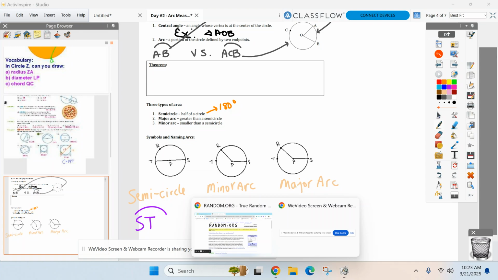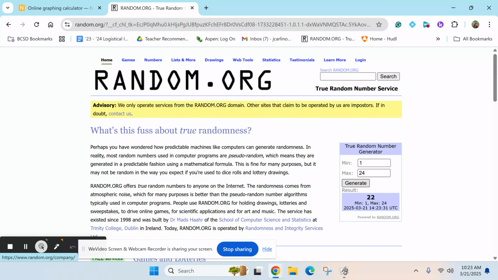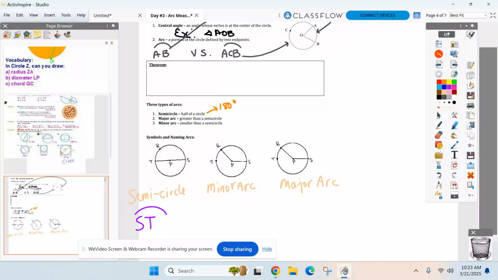How about a minor arc in the second diagram? A minor arc. We're going twos here. I'll get to you, Tiffany. RS, good. RS works. If anybody had TR or RT, that works too. All right, that's a minor arc.